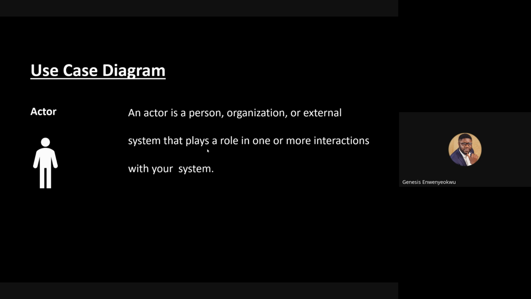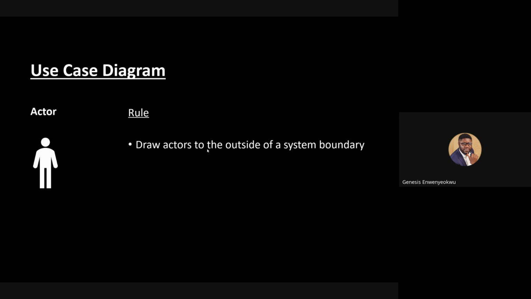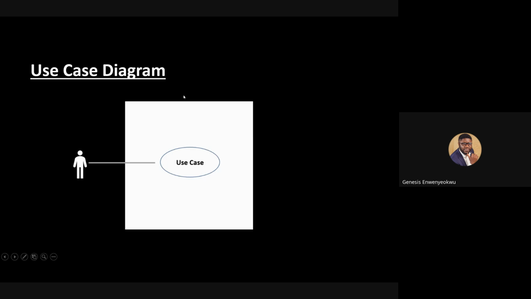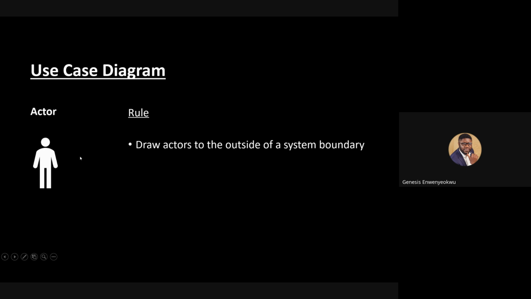So an actor could be a person. You could represent an organization, a business. You could also represent an external interface or an external system that has an interaction with the system in question. Now, let's talk about the rules, right? When you want to draw an actor, you must ensure that your actors are drawn outside of your system boundary. So this is your system boundary, like I explained. This big rectangular box is your system boundary. You do not draw your actor inside your system boundary. That is wrong. Your actor must be outside of your system boundary. It's the only component that must be outside of your system boundary, right? You need to make sure you adhere to that particular rule.